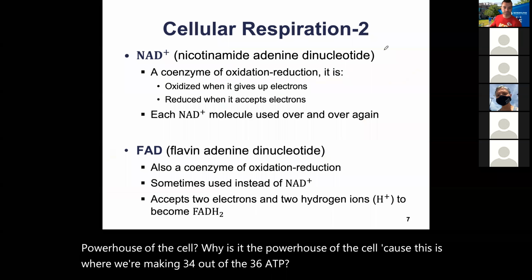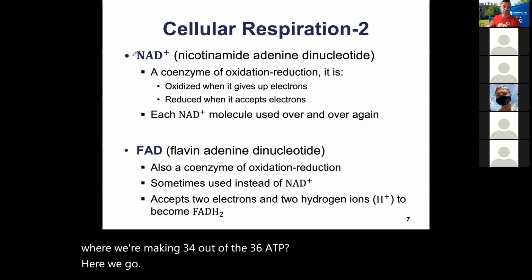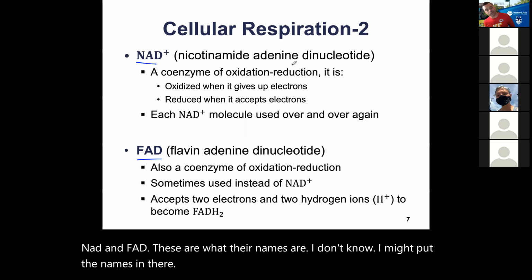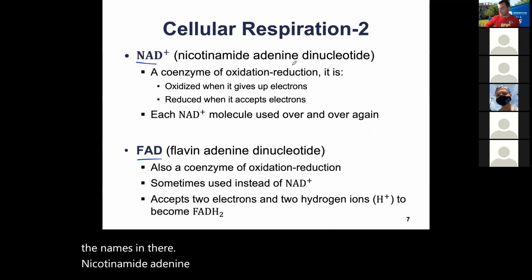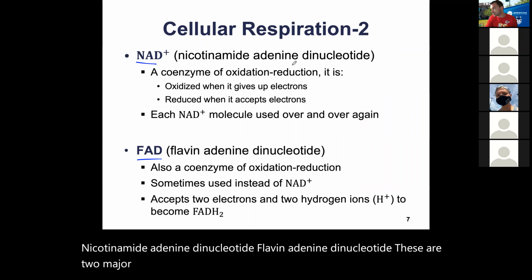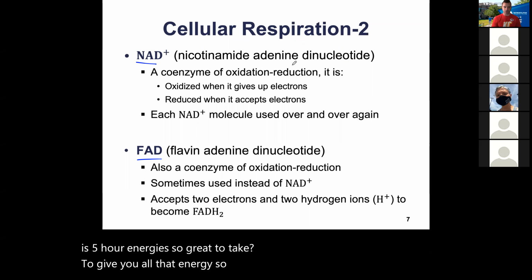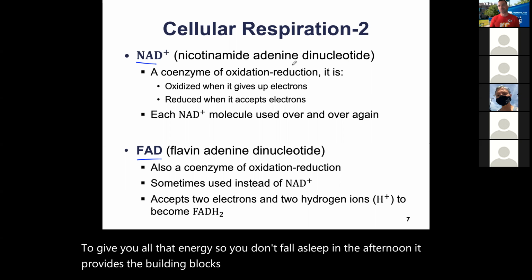Here we go. NAD and FAD, these are their names. Nicotinamide adenine dinucleotide and flavin adenine dinucleotide. These are our two major coenzymes. You get these from consuming B vitamins. So why is 5-hour energy so great to take to give you all that energy so you don't fall asleep in the afternoon? Well, it provides the building blocks to make these coenzymes.